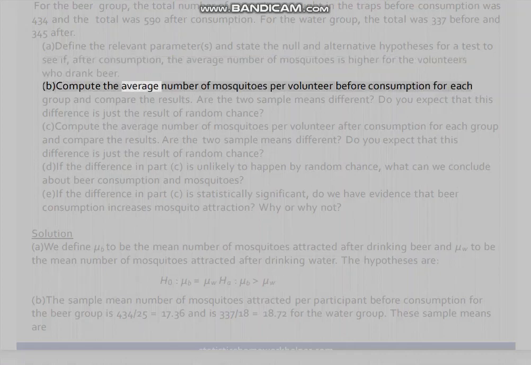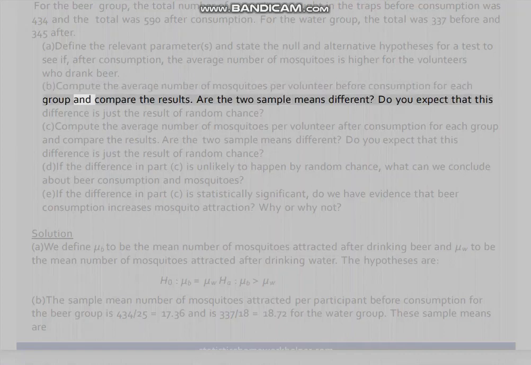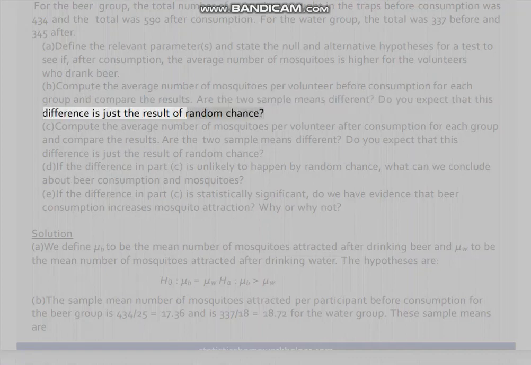B. Compute the average number of mosquitoes per volunteer before consumption for each group and compare the results. Are the 2 sampled means different? Do you expect that this difference is just the result of random chance?